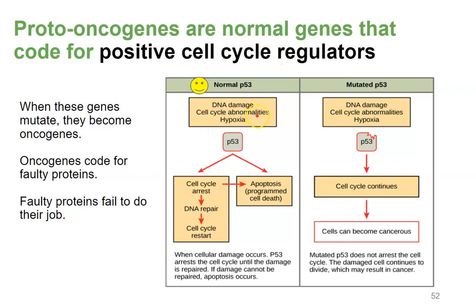Normally, when there's damage or abnormalities in the cell, this positive cell regulator will cause the cell to be arrested. I like that term, arrested. The DNA will be repaired, or the cell will be programmed to die. And if there's a mutated version of this positive cell regulator, then if there's abnormalities in the cell, it's not going to catch it. It won't arrest the cell, and it won't stop the cell from dividing. So we're going to continue to get bad cells over and over. If we let one cell through, then that one cell turns into 2 cells, and then those 2 cells turn into 4 cells, and that's how we end up getting a tumor.